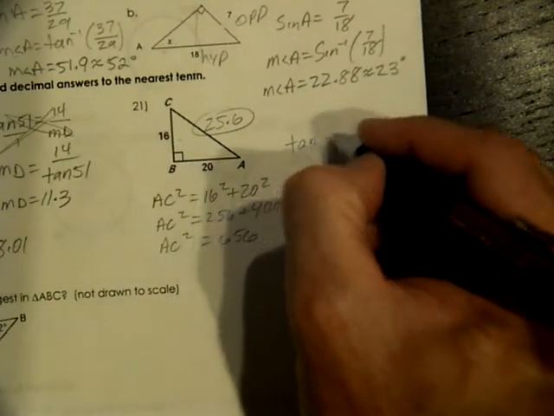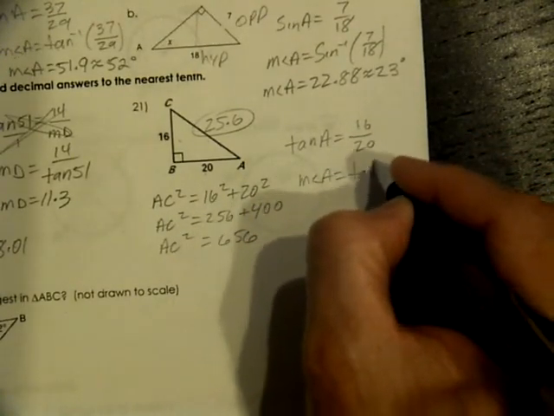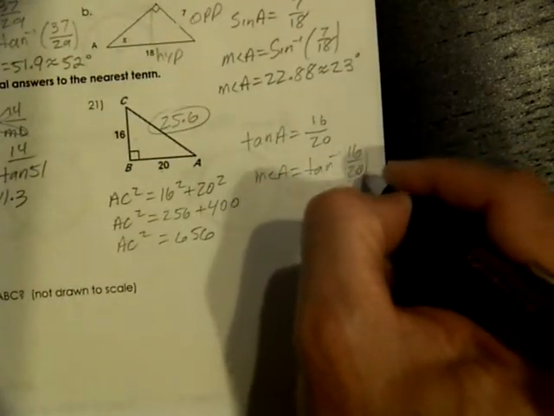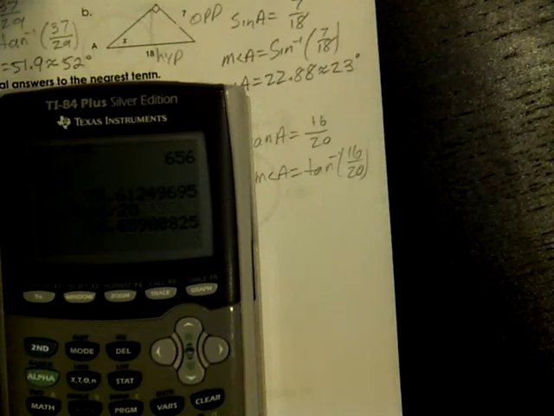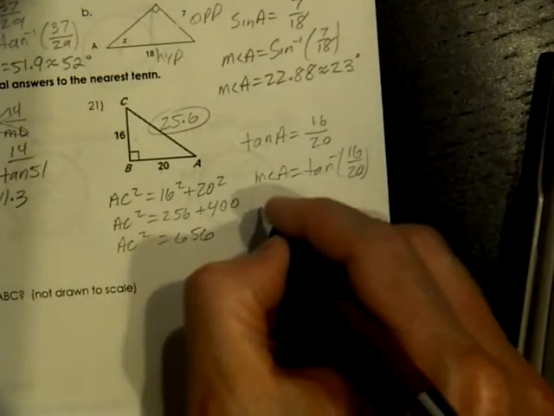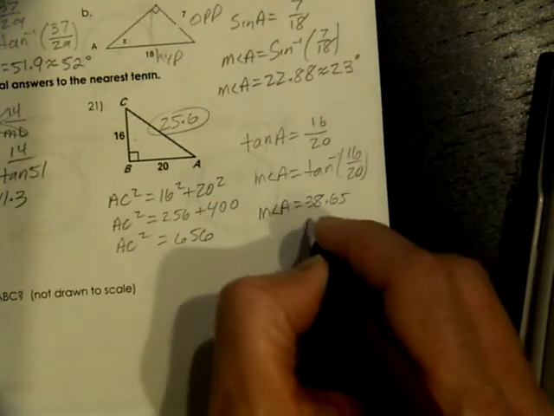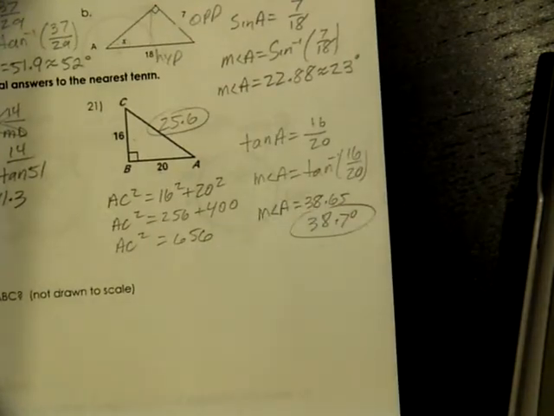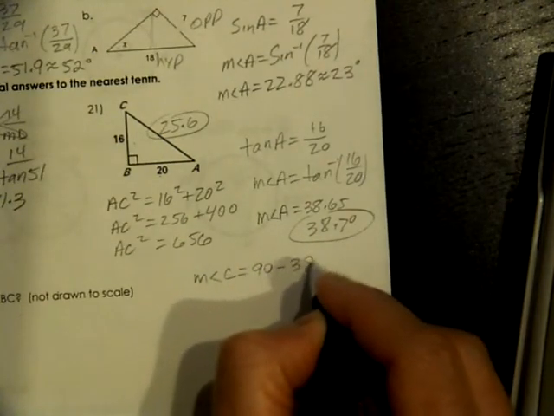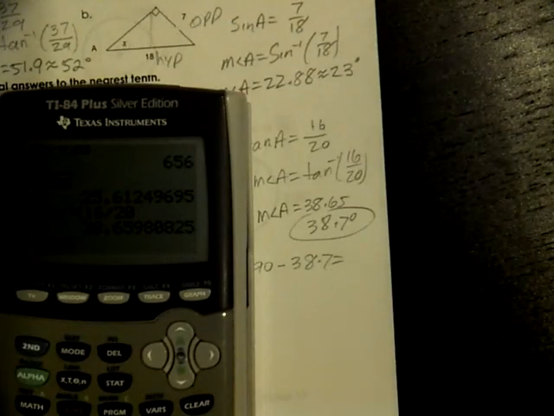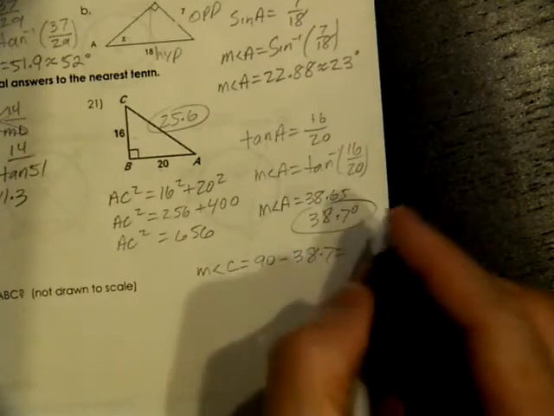Tangent of A is opposite over adjacent, so the measurement of A is tangent inverse of 16 over 20. And that gives us 38.65, so that would be 38.7 degrees if we're rounding to the nearest tenth. And then the measurement of angle C is going to be 90 minus 38.7. 90 minus our previous answer gives us 51.3.